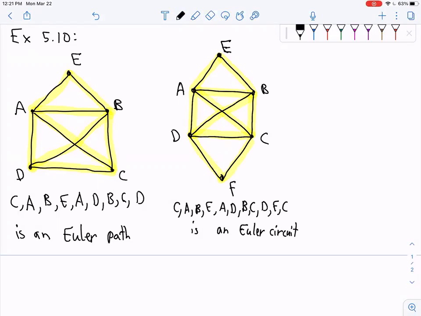One interesting thing about Euler circuits that doesn't work with Euler paths is you can permute them cyclically, meaning you can start from any of these vertices. Like say I started with B, I could go from B to E to A to D to B to C to D to F to C. And then because C is on both the end and the beginning, I could then go to A and then to B. Essentially, I'm doing a big loop.